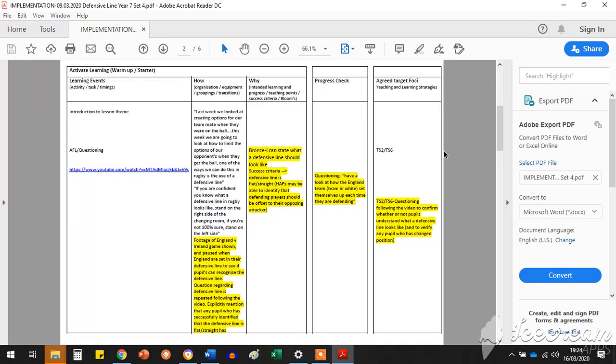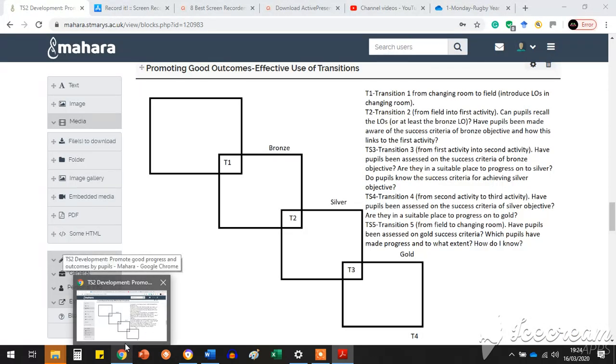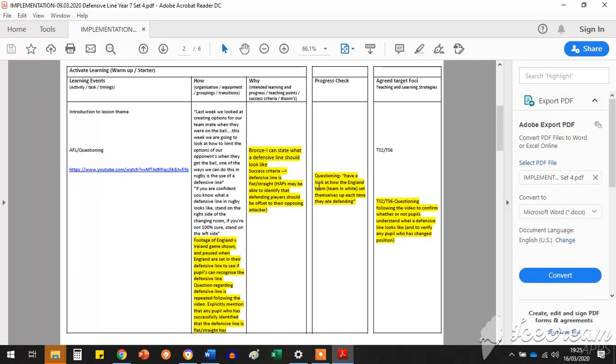So, for example, in this lesson plan here, we were looking at defensive lines in rugby, and I wanted to make sure, for example, before we transitioned from the changing room to the field, so from the first blank square into the second blank square, had pupils achieved that bronze objective? Could we make productive use of the changing room time in order to do this?